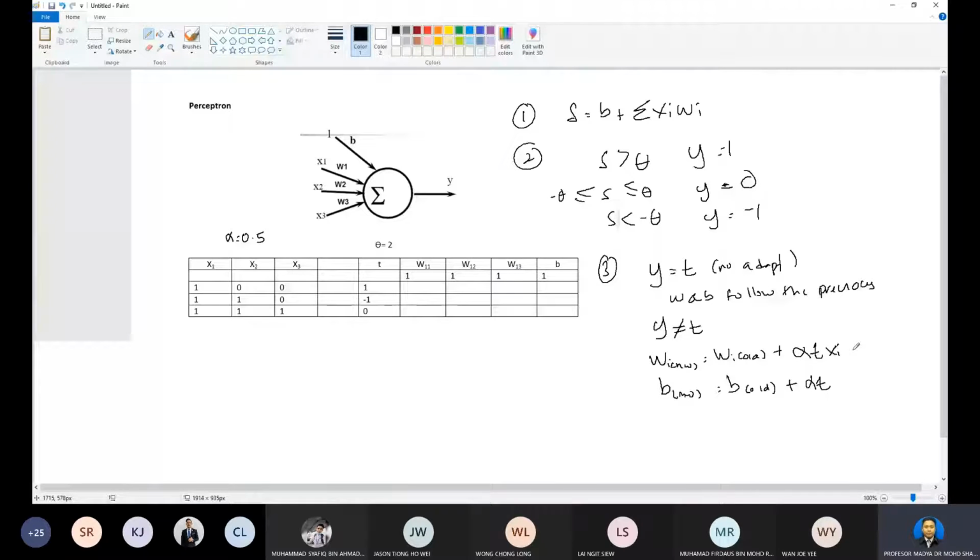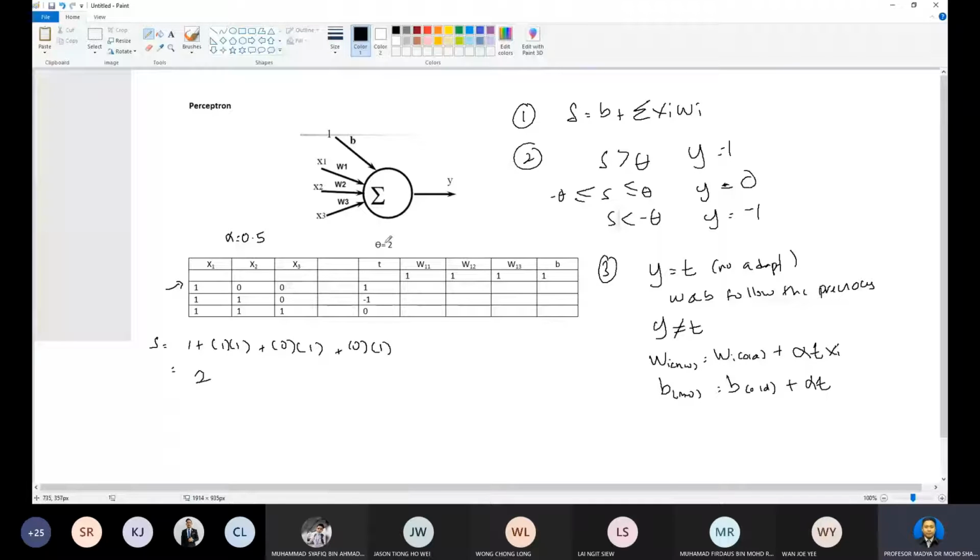Alright, so we go for the first iteration. For the first step, we have to calculate the S. S equals, the bias is 1, plus x1 with weight 1, plus x2 which is 1, plus 0, 1. So the answer will be 2.